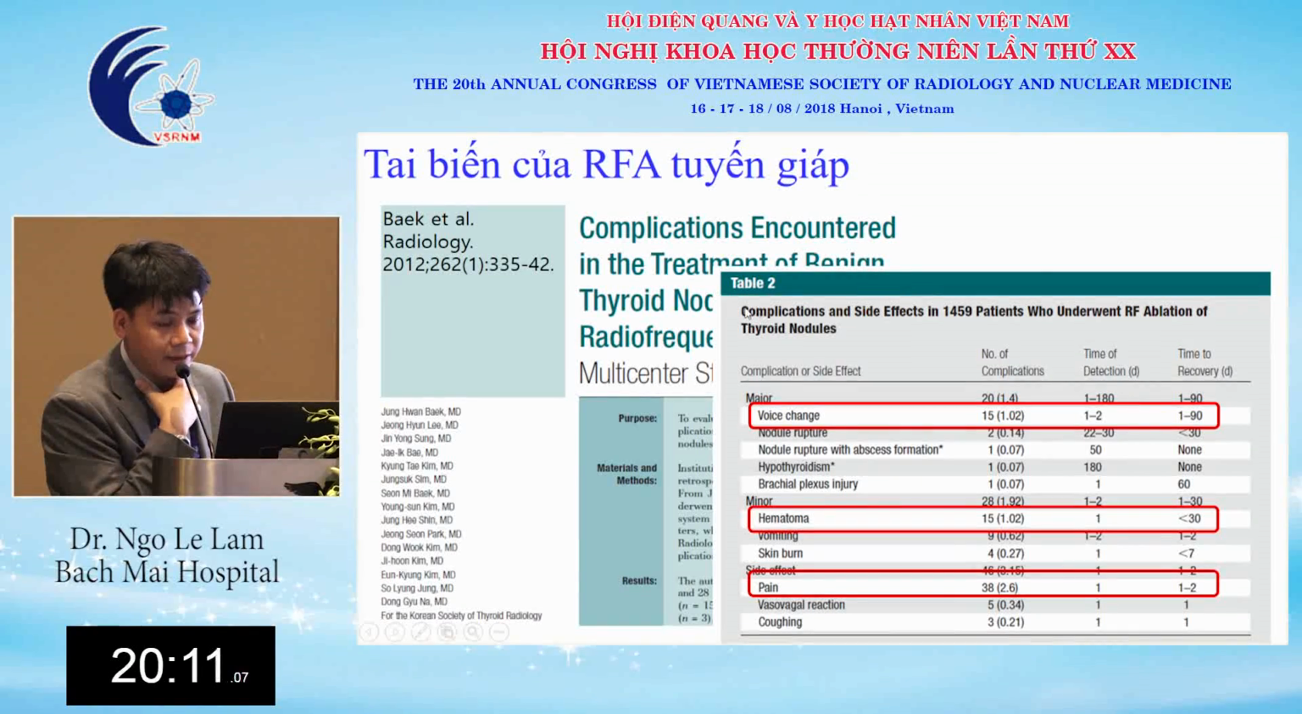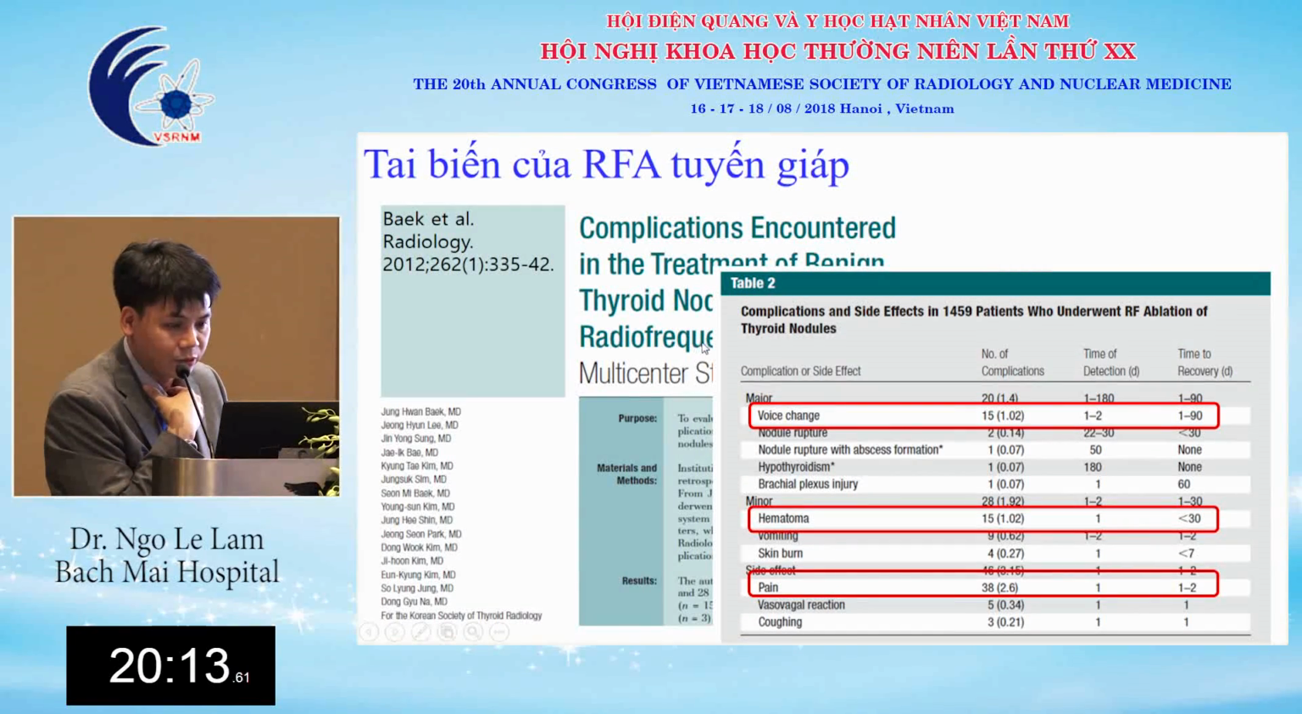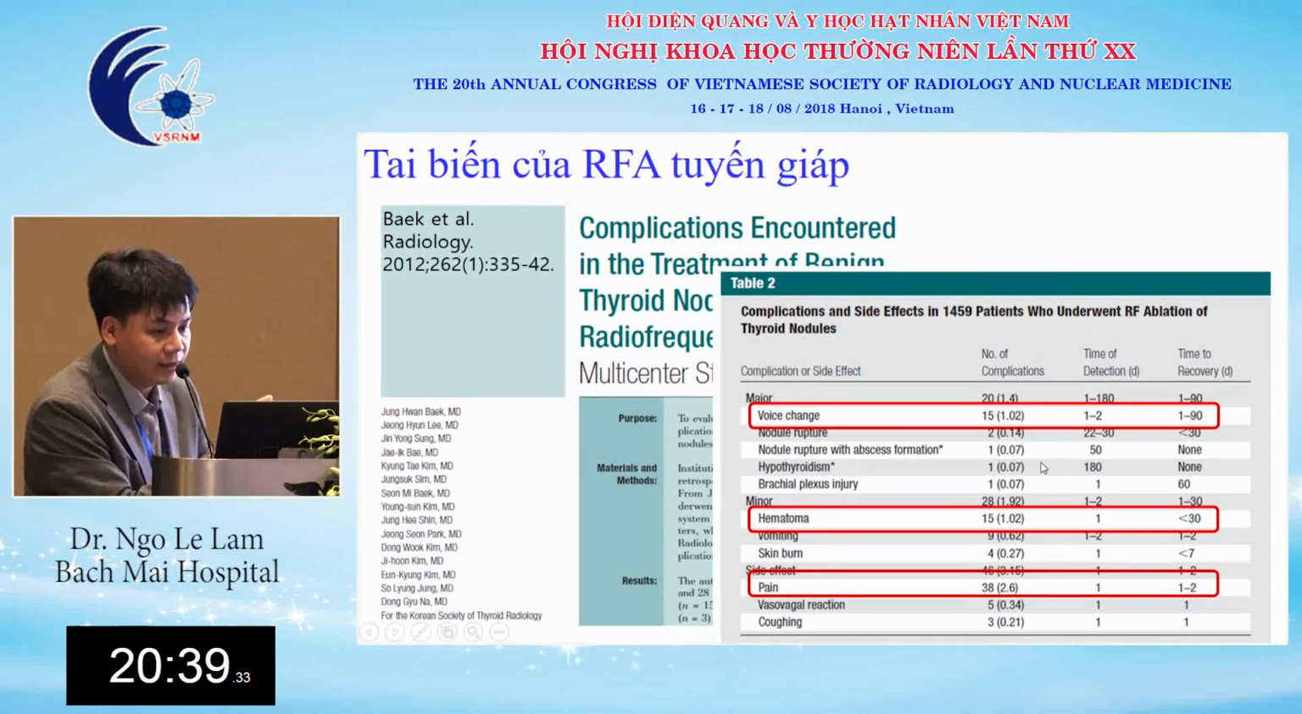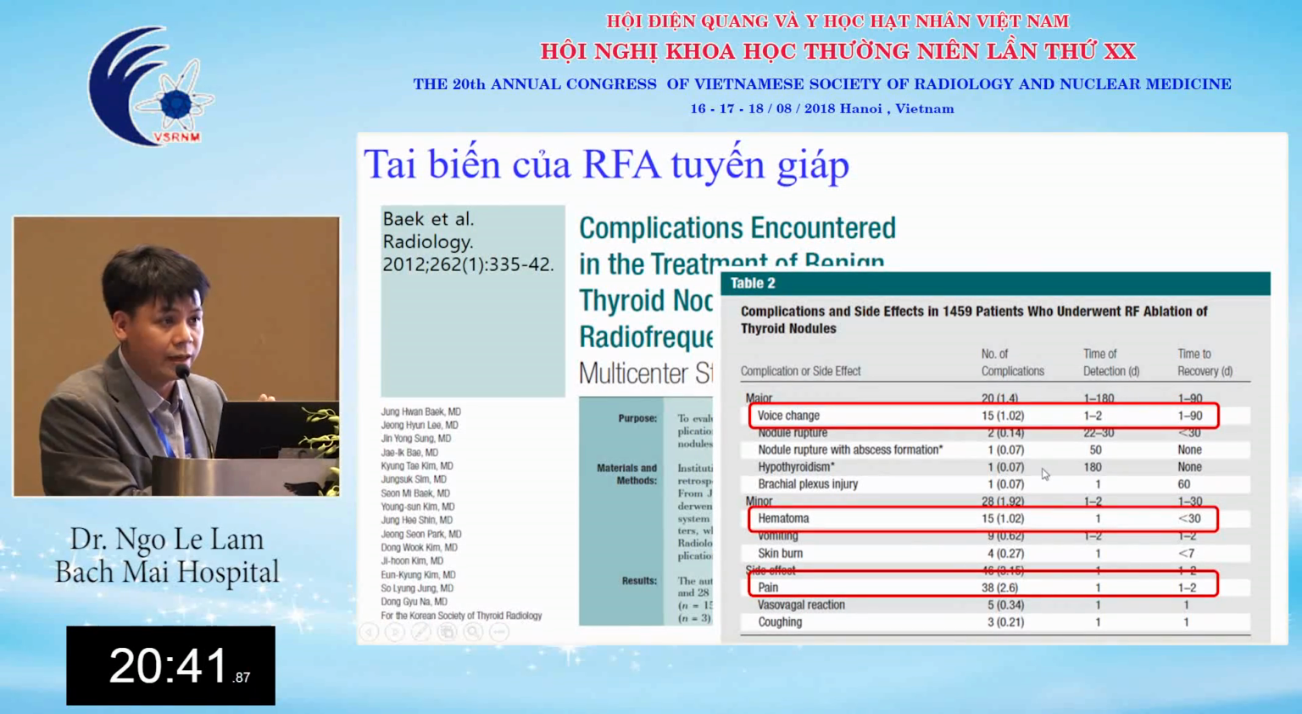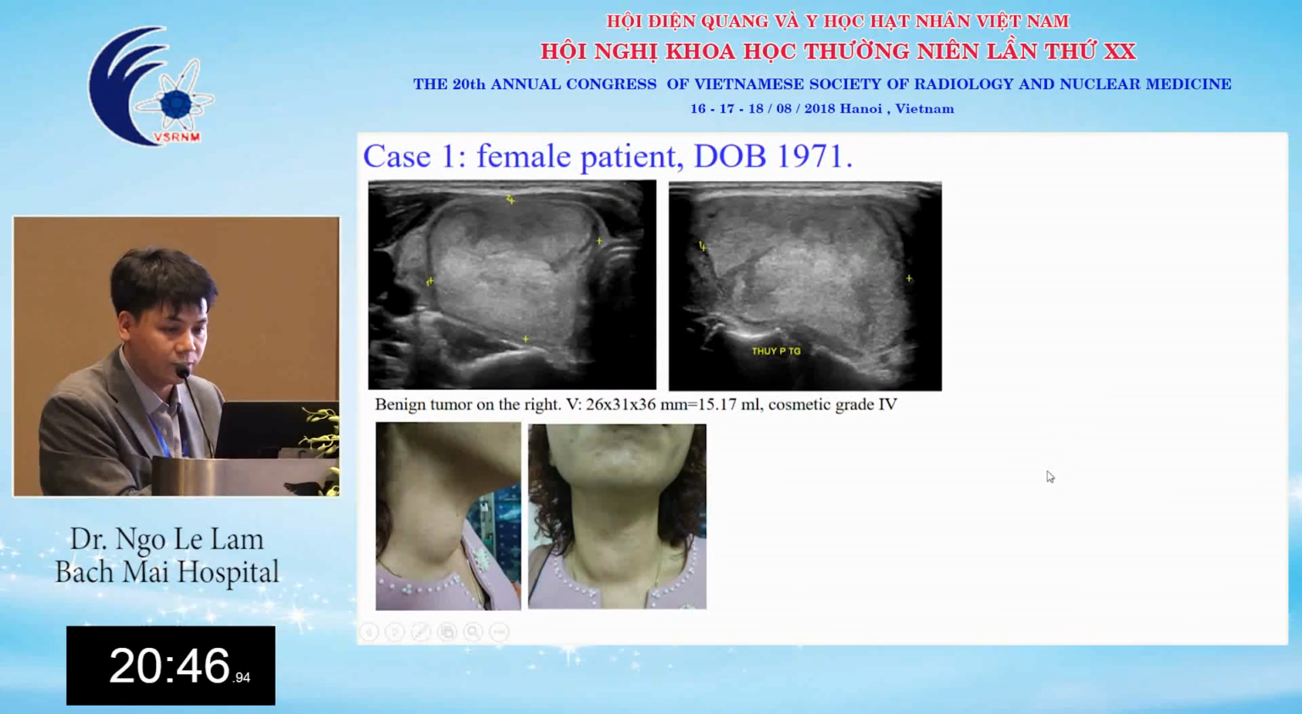So what's going on after IFA, particularly complications? For a study of almost 1,500 patients, the change in the voice due to damage of the recurrent laryngeal nerve is very rare. Actually, it's about 1%. For experienced experts, we have very low rates of complication.